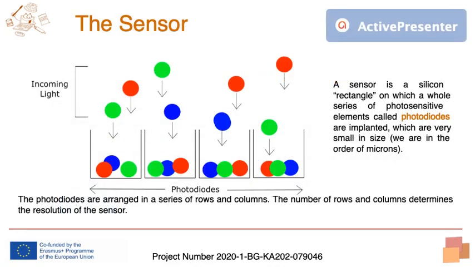A sensor is a silicon rectangle on which a whole series of photosensitive elements called photodiodes are implanted, which are very small in size. We are in the order of microns. The photodiodes are arranged in a series of rows and columns. The number of rows and columns determines the resolution of the sensor.